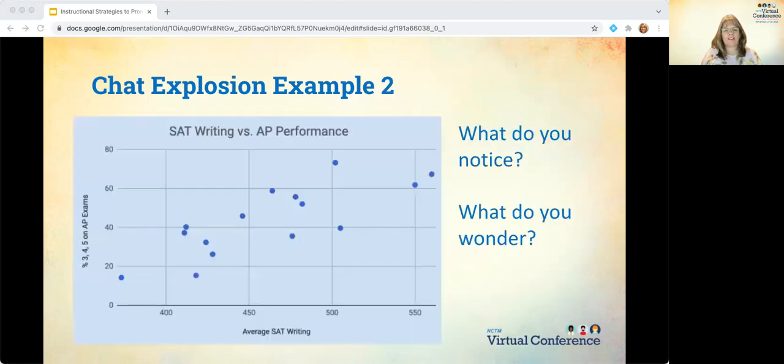Here's another chat explosion prompt you could use. What do you notice? What do you wonder? And you don't even have to explain the graph to the students. The students can see what's going on in the graph. They'll notice that as average SAT writing scores go up, the percentage of 3s, 4s, and 5s a school has on the AP exam tend to go up as well.